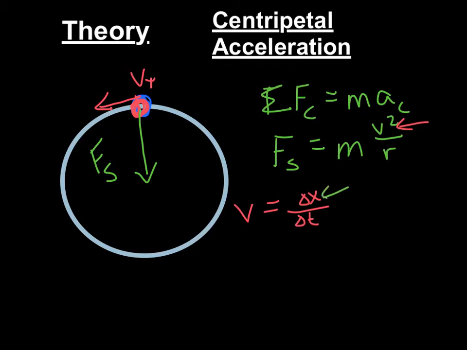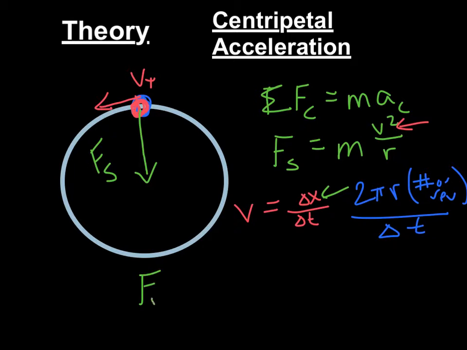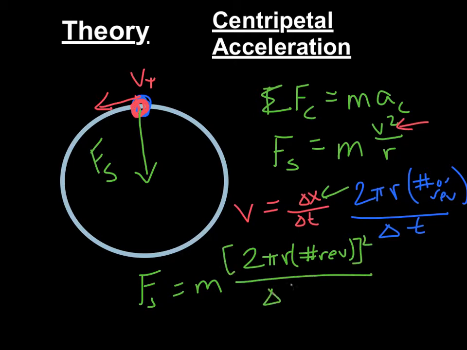If we look at this, delta x is distance around the circle. So that's going to be 2 pi r times the number of revolutions, over delta t, which is your time frame. So plugging this into the equation above, we get the force from the spring equals m times (2 pi r times number of revolutions) squared over delta t squared times your radius. Radius being just this radius of the circle.